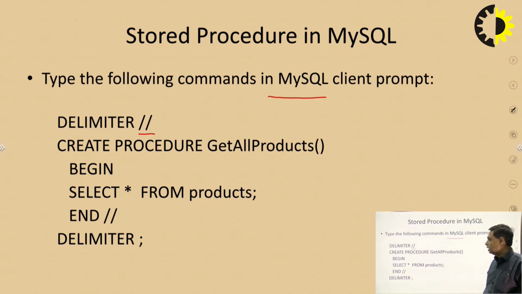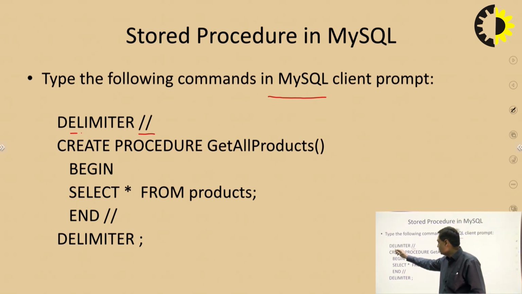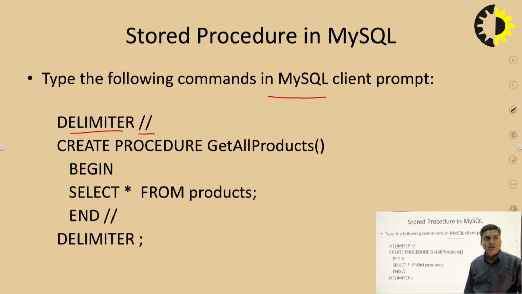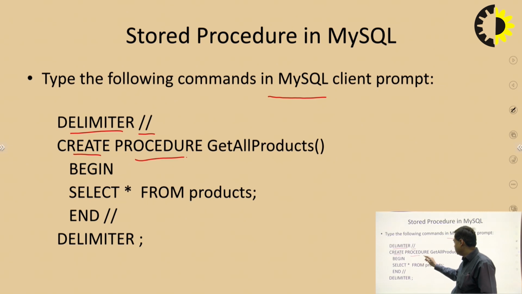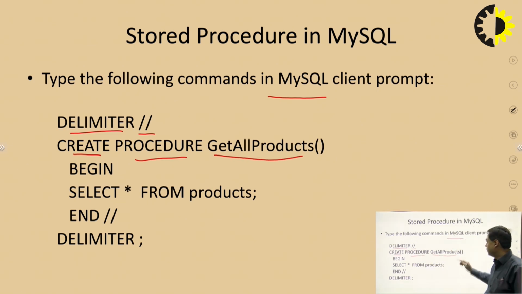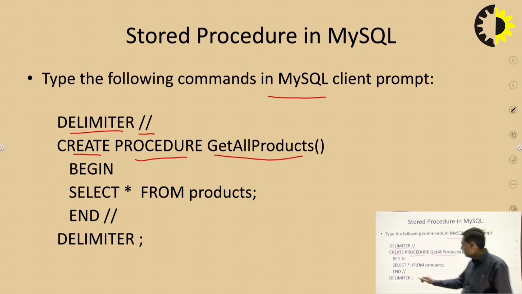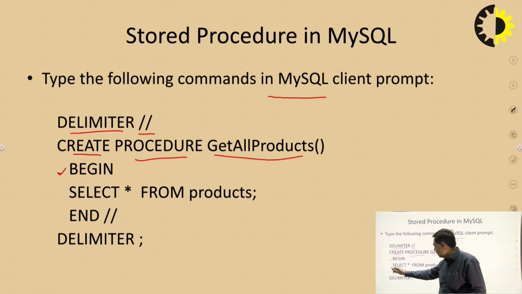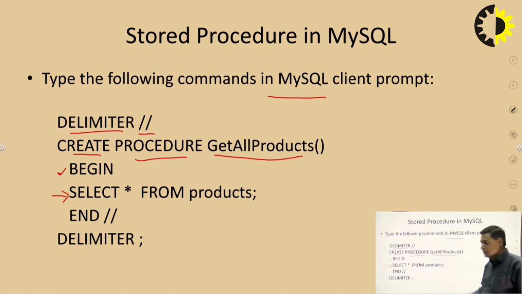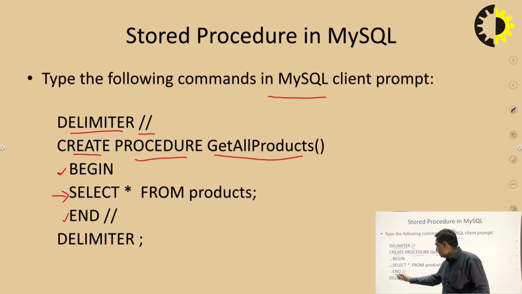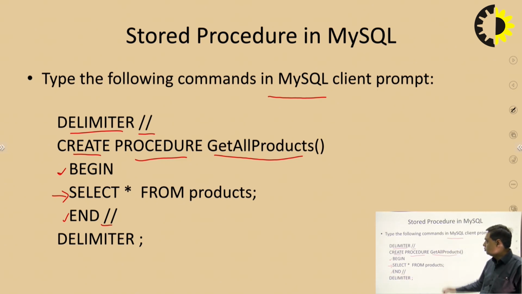So to change the delimiter, we use the delimiter statement. You give this command in the MySQL prompt. Here we use delimiter and give the delimiter double slash. Then to create the procedure, we use create procedure and then give the name of the procedure. Here, for example, the name of the procedure is get all products. Then we begin the procedure and give the SQL statement. Here the statement is select star from products, and we end the procedure. After ending, we must use double slash, as we set it as the delimiter.